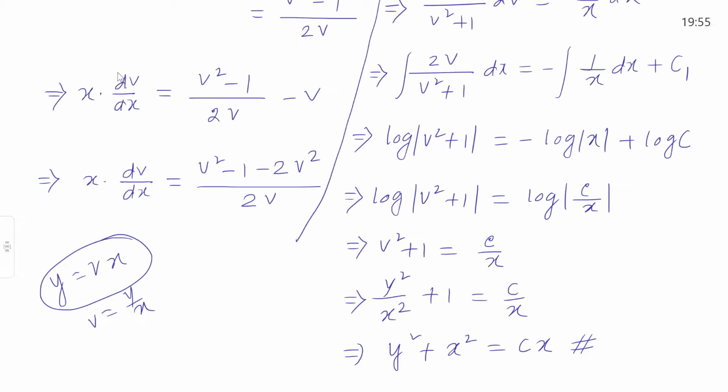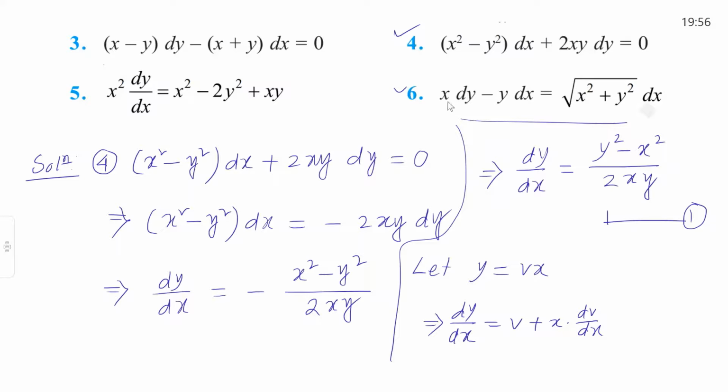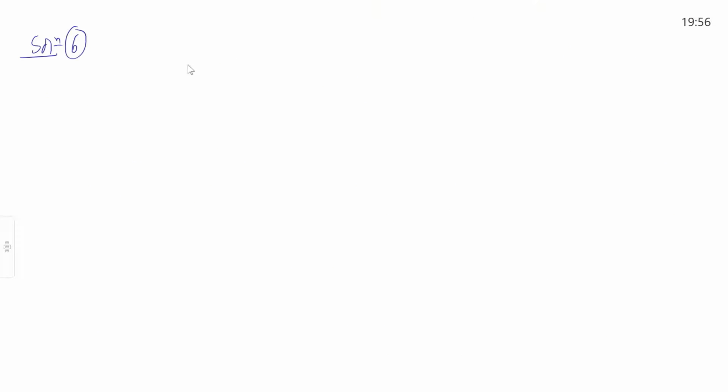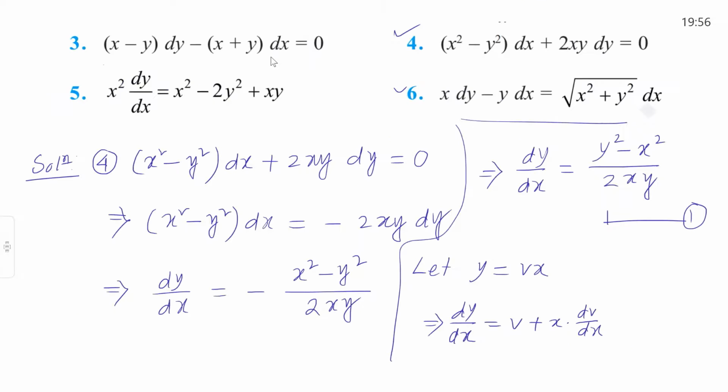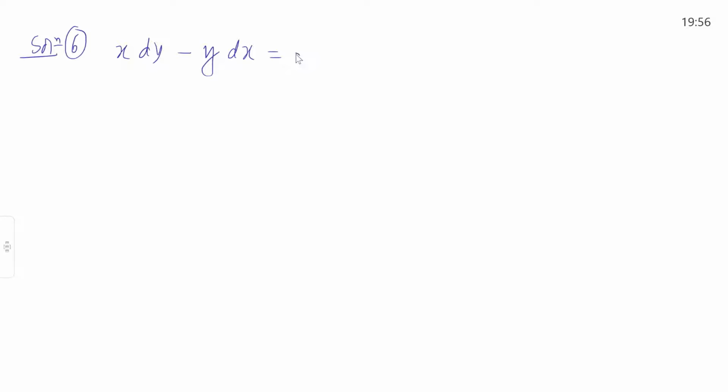Solution number 6. What is the equation? You see the equation is x dy minus y dx equal to square root of x square plus y square dx. This is our equation given.